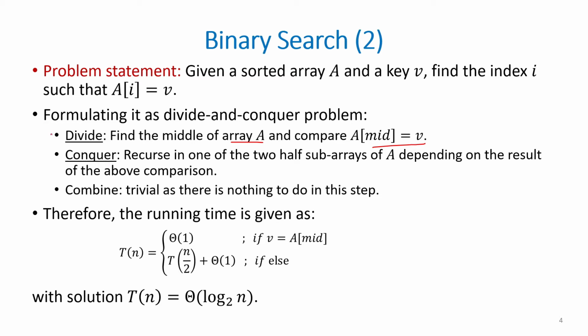So putting all these three phases together, we would obtain this recurrence, where theta(1) is when we find the key, and we would have T(n/2) + theta(1) if we do not find the key and we keep recursing over the array. So this theta(1) over here is actually contributed by the first phase, which finds the middle point of the subarray. The solution of this recurrence using any one of those three methods that we saw earlier would be theta(log n).